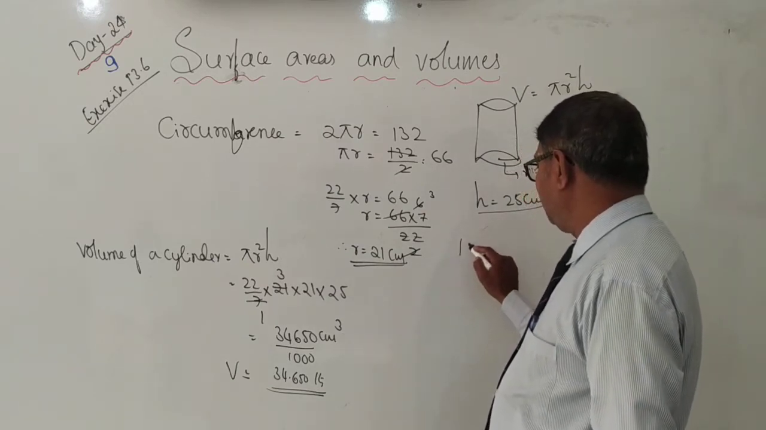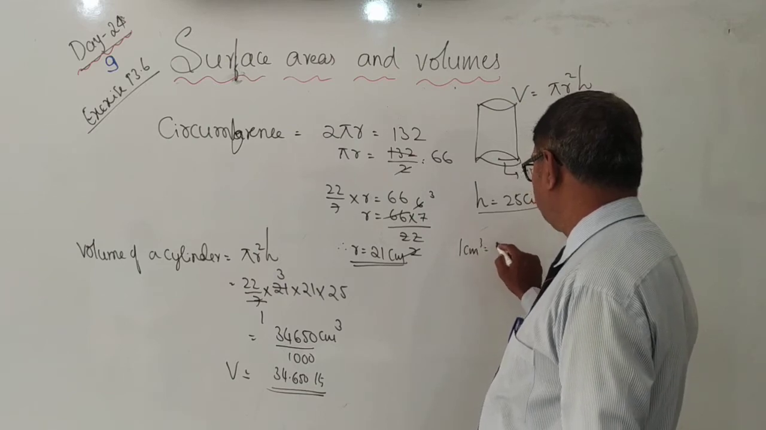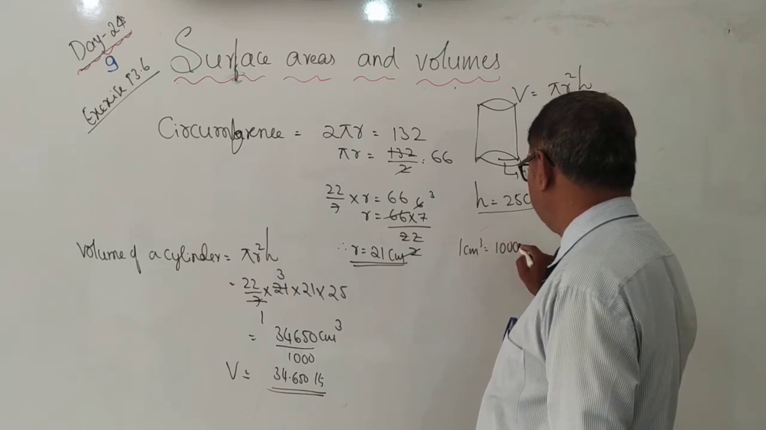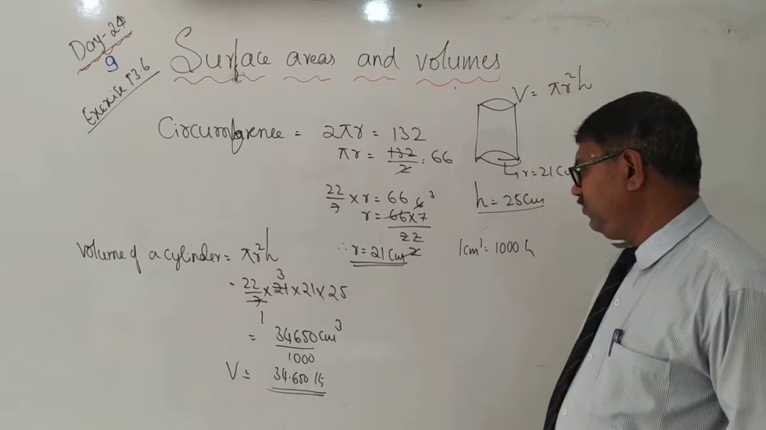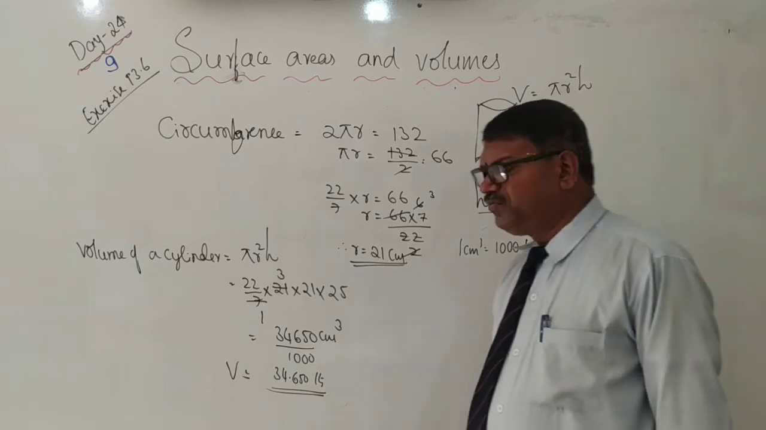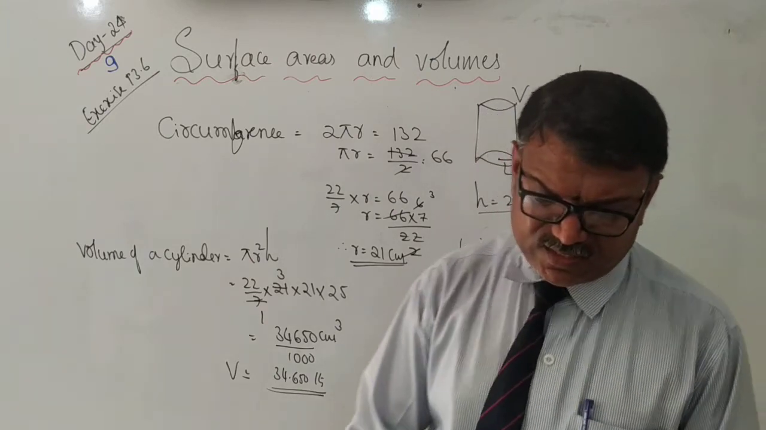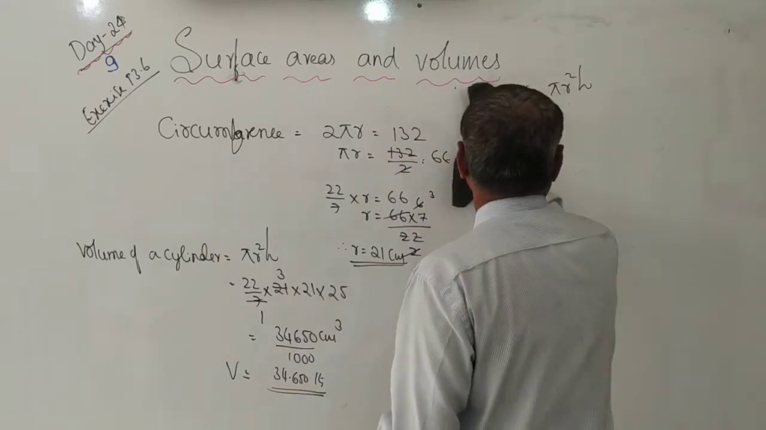You can write 1 centimeter cube is equal to, it is also the same, how much? 1000 liters only. So if you divide, you will get 34.650 liters. Okay? Right. Next.